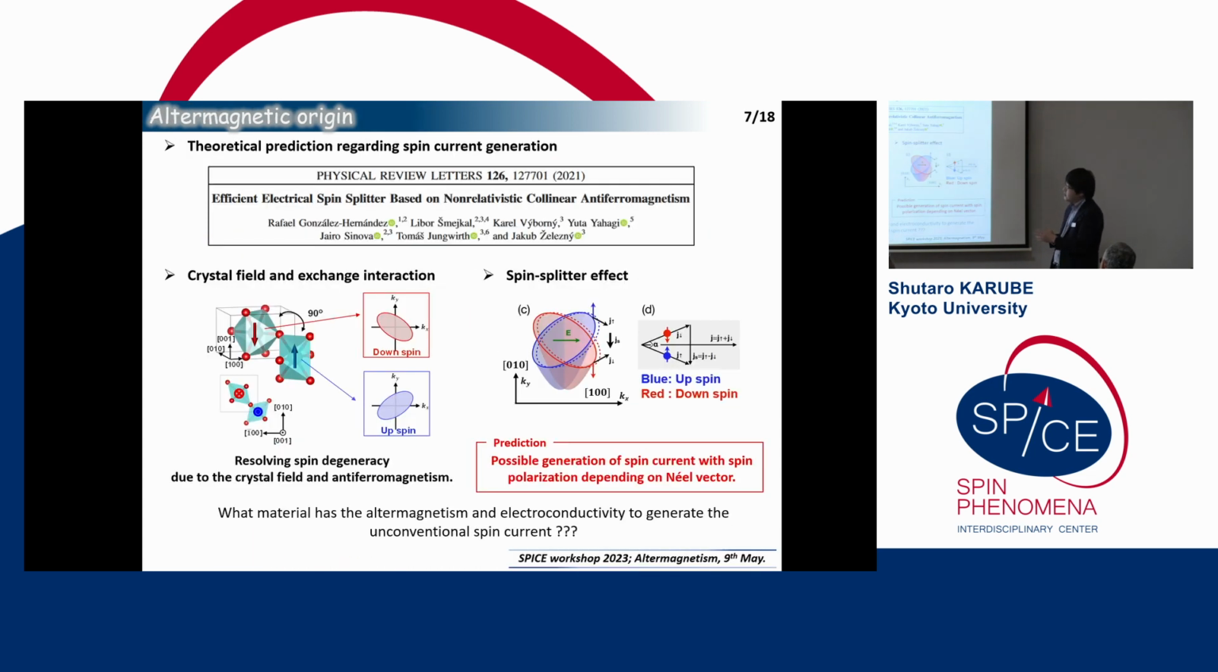So actually, it was just ruthenium oxides. Many presenters emphasize the ruthenium oxides is important for the altermagnetism. So we will also focus on the ruthenium oxide.